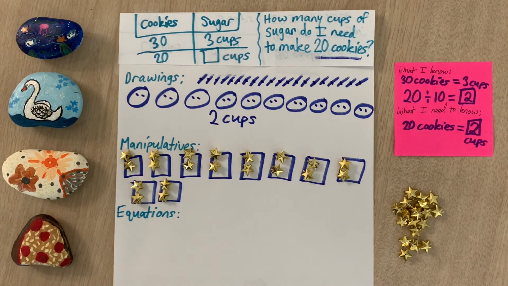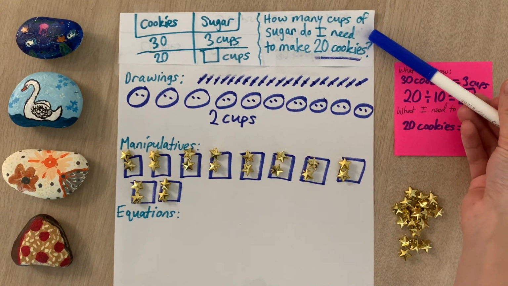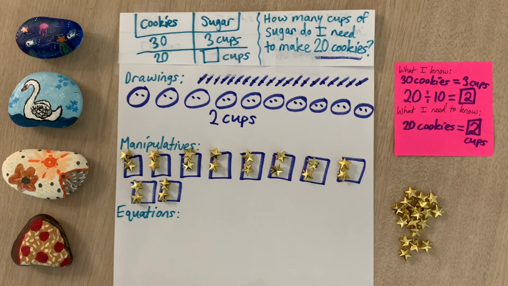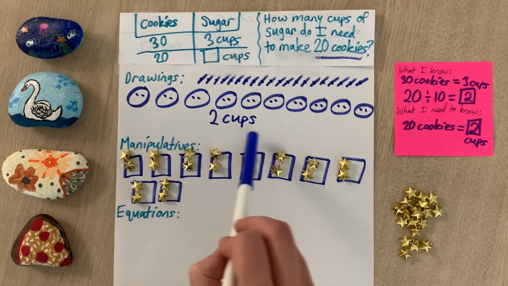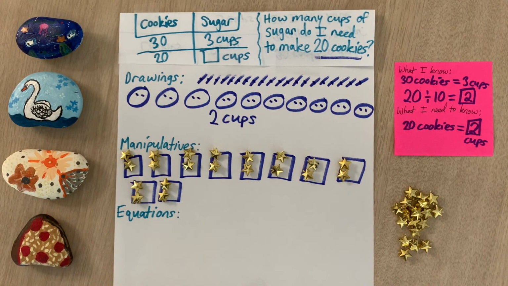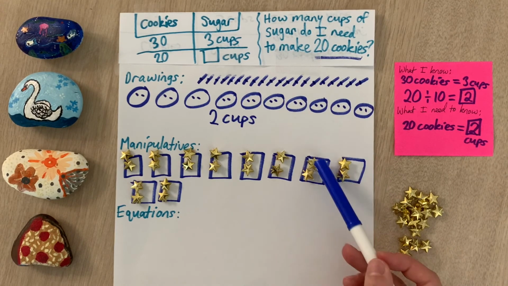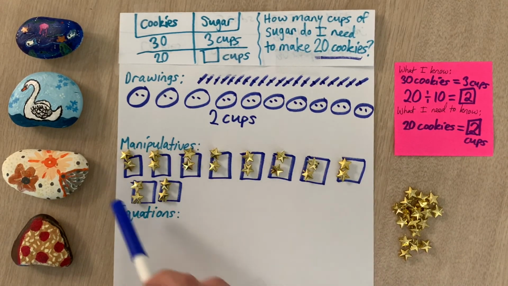Okay, so again, it's asking how many cups of sugar do I need to make 20 cookies? So what we did is we took our 20 stars, we divided them into 10 groups, so that's what those squares are. We divided them into 10 groups and found that there were 2 in each group. So 1, 2, 1, 2, all the way for all of these.